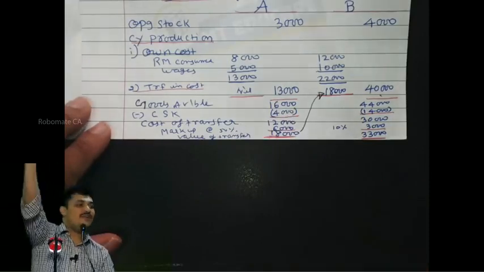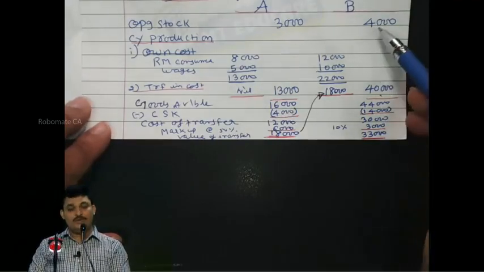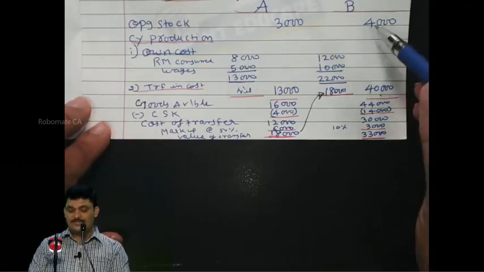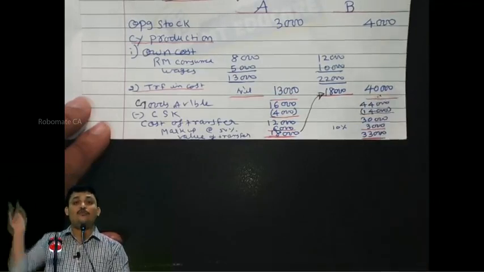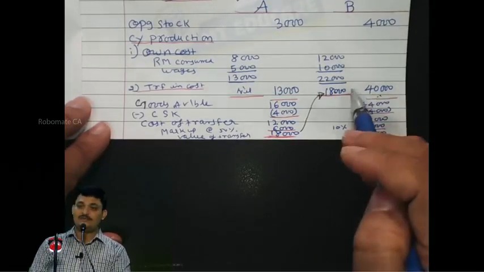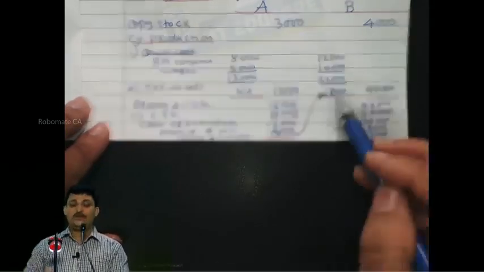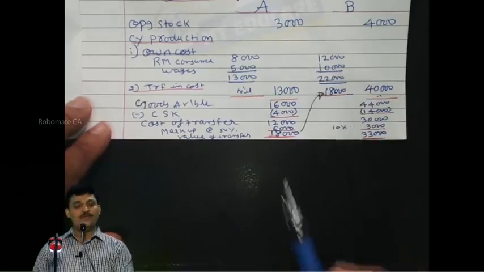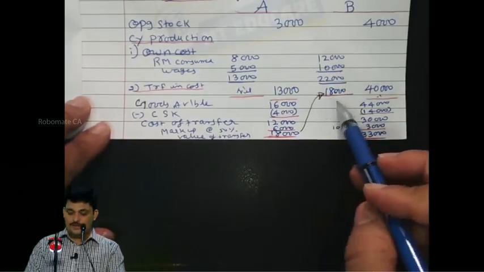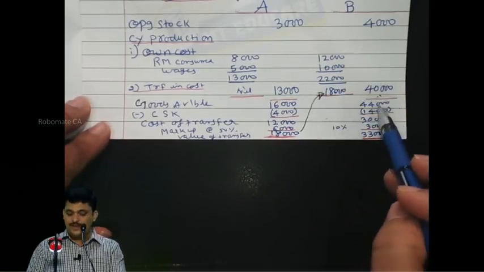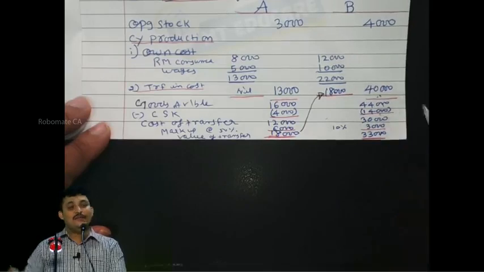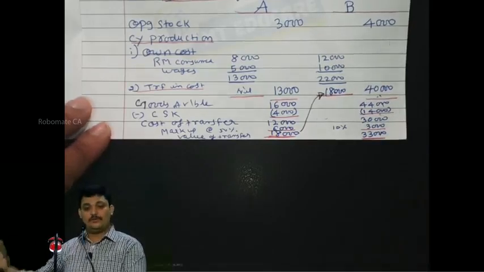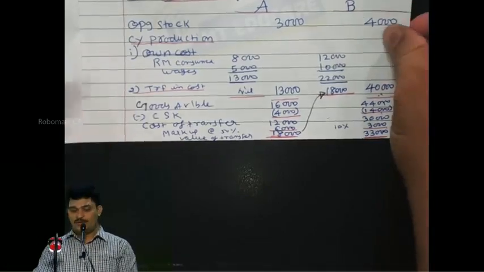Everybody, please respond, friends. Yes, then in department B, similar working is done. 4,000 is opening stock. Current year production of 40,000 will have two components: own cost, 22,000, and transfer-in cost. Then we have 44,000 minus 14,000, which is the goods available at B. So the balance would have been sent at a margin of 10%. That way 33,000. Now listen.